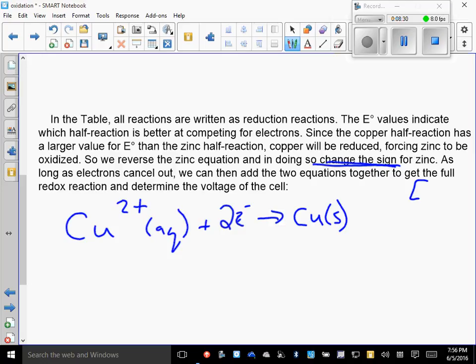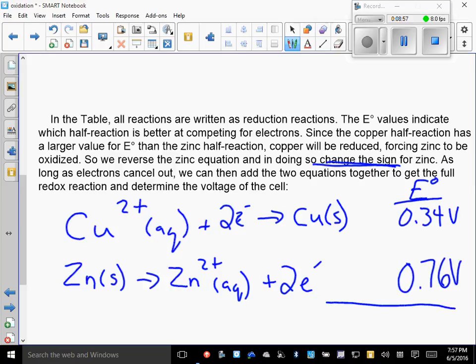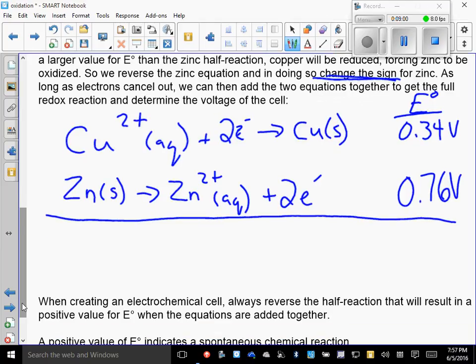Okay, we get 0.34 volts. Now we take zinc and we write it completely reversed. The reactants become the products and the products become the reactants. And this is the important part. Instead of writing negative 0.76, we put positive 0.76 volts. Okay, now we add this reaction together. Our spectators, we have the same amount of electrons on both sides. So we just do all of our reactants.